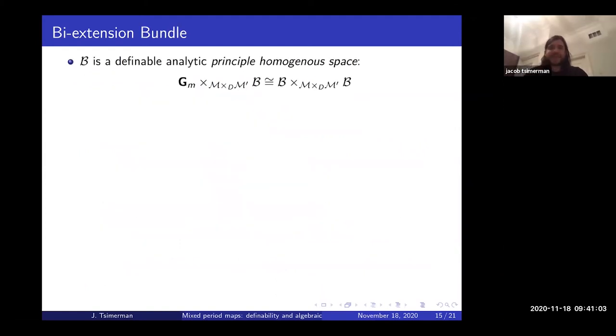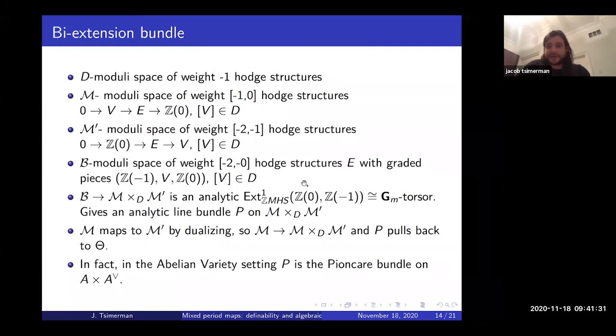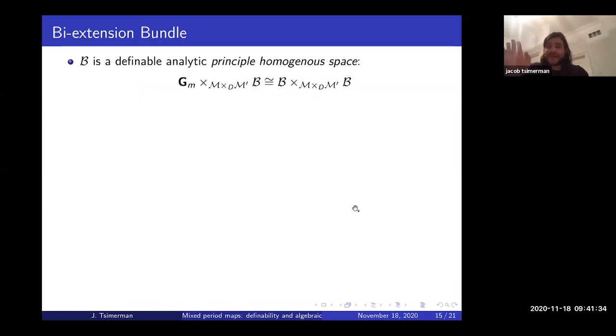Okay, so let me expand on something I said yesterday. This is just a sidetrack on definable analytic spaces. I talked about this with Ben yesterday to get it clearer in my head. You can think of beta as a definable analytic principal homogeneous space over Gm. In other words, if you look at the action of Gm on beta, which is given by this extension class, everything is definable here and it's all holomorphic, then you get this isomorphism. This is the categorical way of putting it. Pointwise, it's an isomorphism, and in a definable category, you get this isomorphism as well: Gm cross beta is isomorphic to beta cross beta over the space.